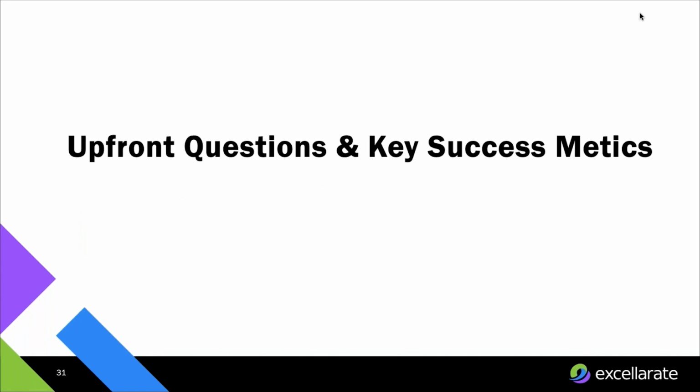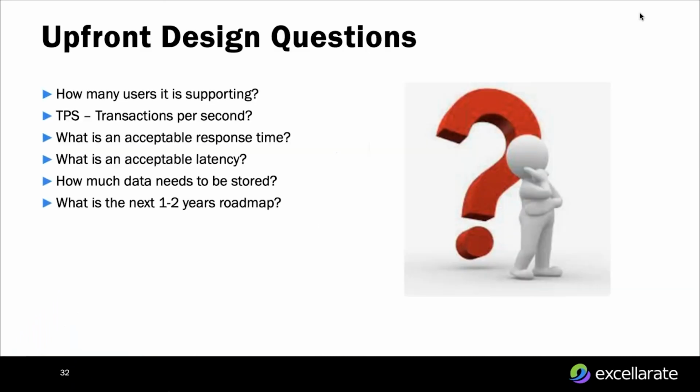Now, upfront questions and key success metrics. So when we get a requirement to build an MVP, as I mentioned, the team comes up with the upfront design questions, right? The questions could be: how many users is this application supporting? Like TPS, transactions per second. How many transactions per second is acceptable? What is an acceptable response time? What is an acceptable latency? How much data does it need to support? What is the next 1 to 2 years roadmap?